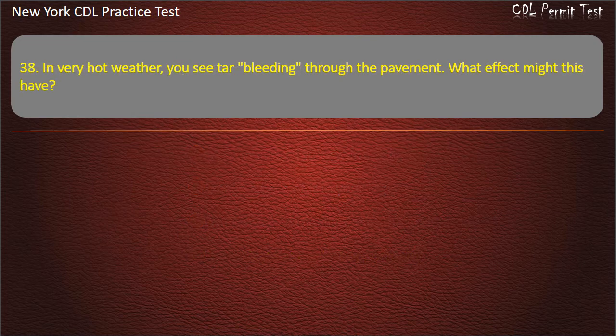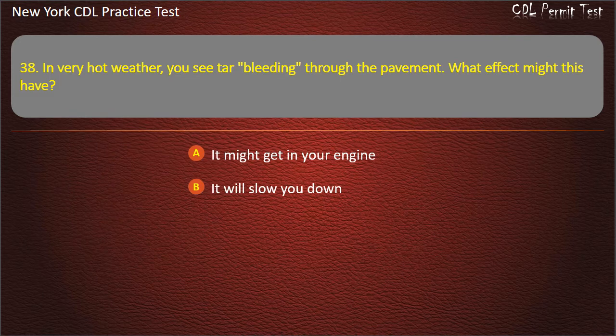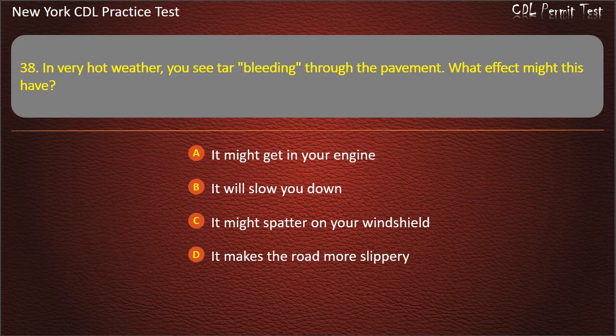Question 38. In very hot weather, you see tar bleeding through the pavement. What effect might this have? It might get in your engine. It will slow you down. It might spatter on your windshield. It makes the road more slippery. Answer: it makes the road more slippery.